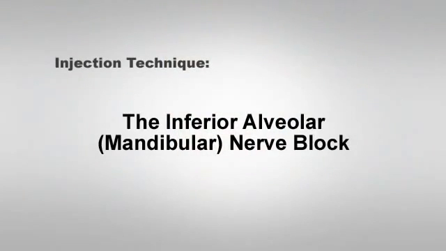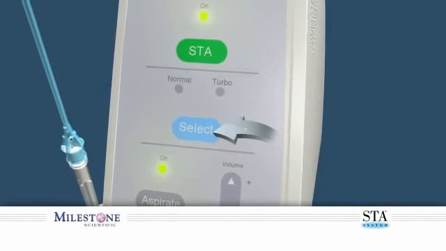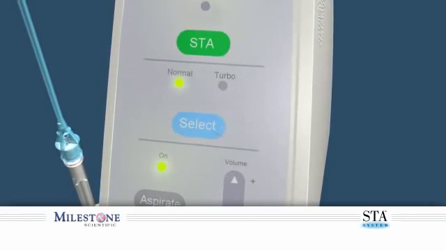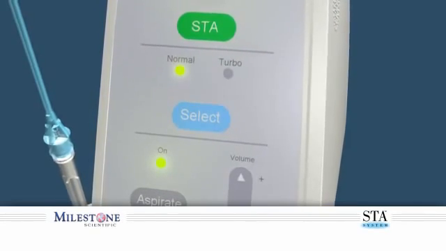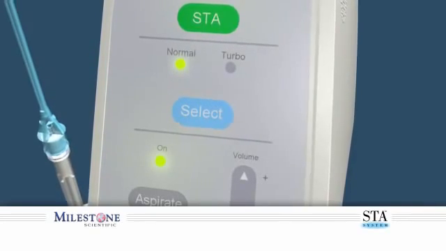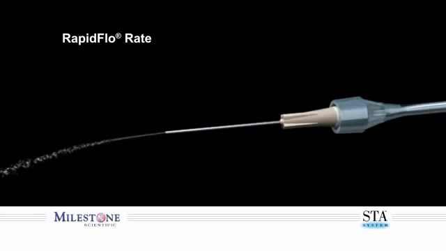Injection technique: the inferior alveolar mandibular nerve block. Set the STA system to the normal mode, which allows the STA system to function with two distinct flow rates, the control flow and the rapid flow rate. Utilize the control flow rate to administer a minimum of 1/4 of the cartridge for the initial phase of the block injection. Once the patient feels the onset of soft tissue anesthesia, transition to the rapid flow rate.